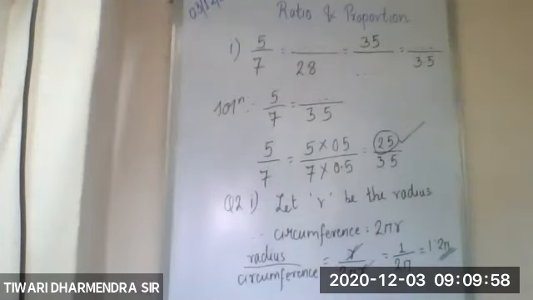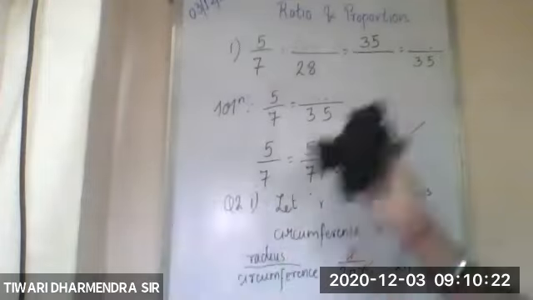Find the ratio of its perimeter to area. What is the formula for perimeter of a rectangle? Perimeter of a rectangle is given by 2 into length plus breadth. Yes, correct. 2 into length plus breadth. And area is given by L into B, that is length into breadth. So let's start solving this problem.